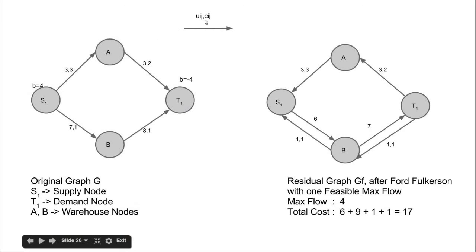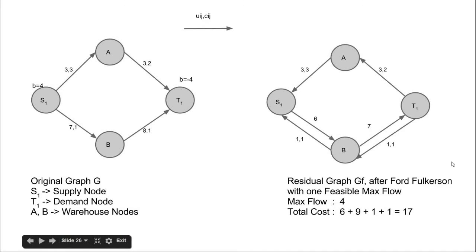3, 3 is actually Uij, Cij. Uij is the capacity, Cij is the unit cost. So 3, 3 here means that the capacity of this edge is 3 and the cost is 3. Here 3, 2 means the capacity is 3 and the unit cost is 2 along this edge.